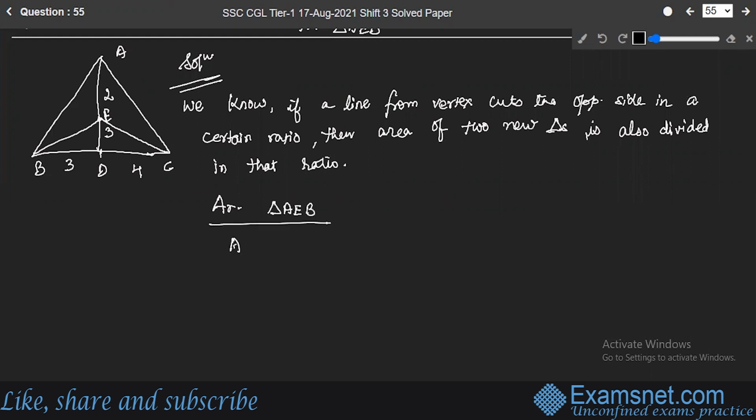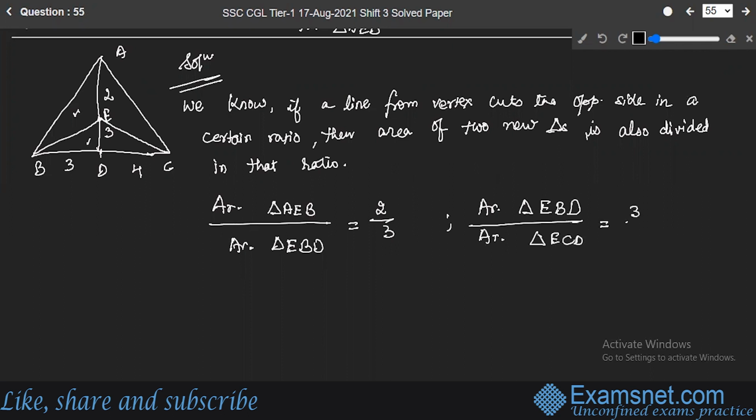Okay, so that means, if I'm considering, let's write down area of triangle AEB upon area of triangle EBD. This will be equal to what? Area of triangle AEB to EBD, right? This is equal to 2 is to 3. Also, area of triangle EBD upon area of triangle ECD is equal to 3 is to 4. Right, I'm using this concept.